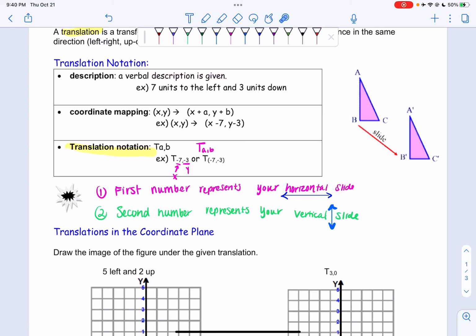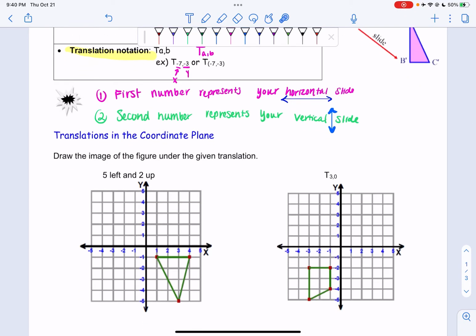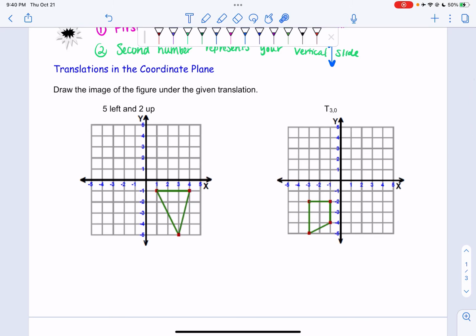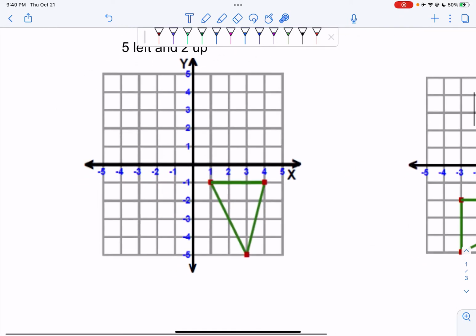Okay? So let's look to see what happens. Translations in the coordinate plane. The first thing we're going to be doing is drawing the image of the figure under the given translation. If you look, the points are already plotted for you, so we want to move this point, and this point, and then this point, this point, this point, and this point. So the verbal description's given. We want to go 5 to the left and 2 up.